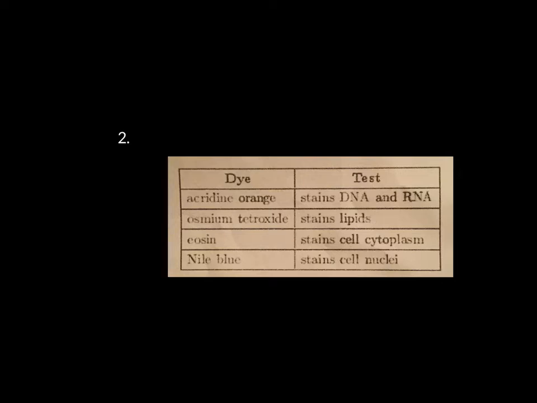So the question again, which dye could the technician use to determine whether the cells are prokaryotic or eukaryotic? Is it A. acridine orange, B. osmium tetroxide, C. Nile blue, or D. eosin?